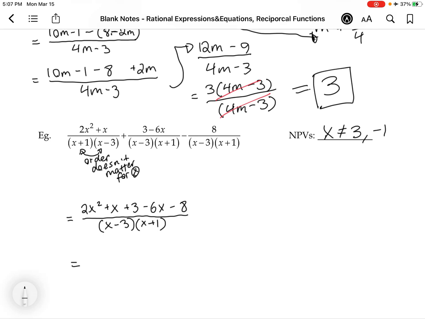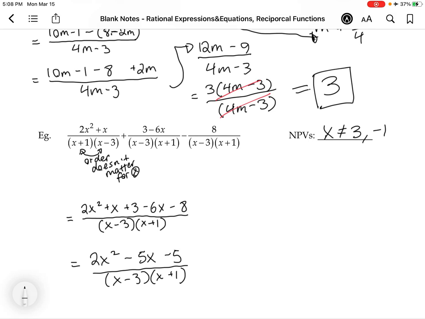Okay, now I can simplify the numerator, and that's going to give me 2x squared minus 5x plus 5, or sorry, minus 5, right? Minus 5 over x minus 3 times x plus 1.